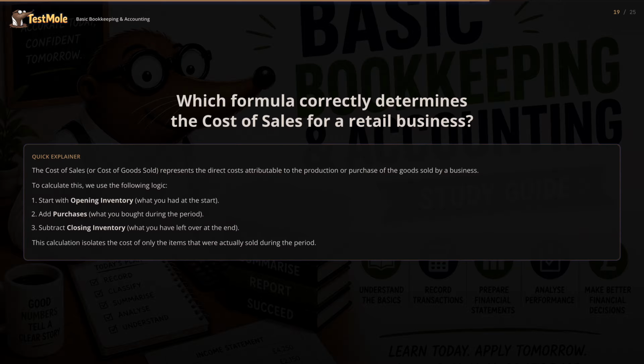Start with opening inventory, what you had at the start. Add purchases, what you bought during the period. Subtract closing inventory, what you have left over at the end. This calculation isolates the cost of only the items that were actually sold during the period.